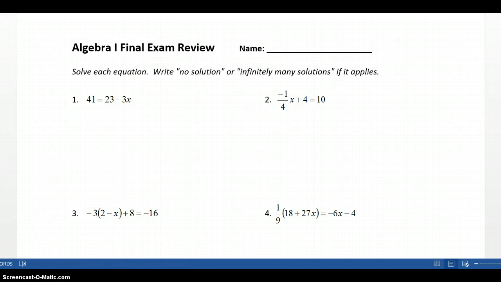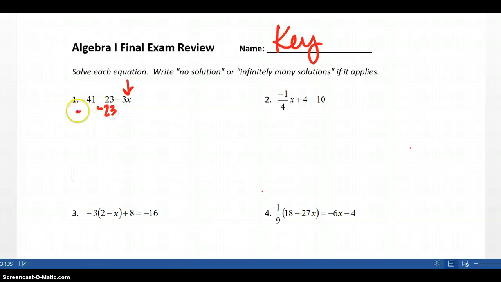Okay guys, this is my first attempt at Screencast-O-Matic, but I'm going to walk you through how to do each of the problems on our final exam review. So this will be our key. The first few problems just say solve each equation, write no solution or infinitely many solutions if it applies. So we're always going to solve for x, or whatever variable we have.